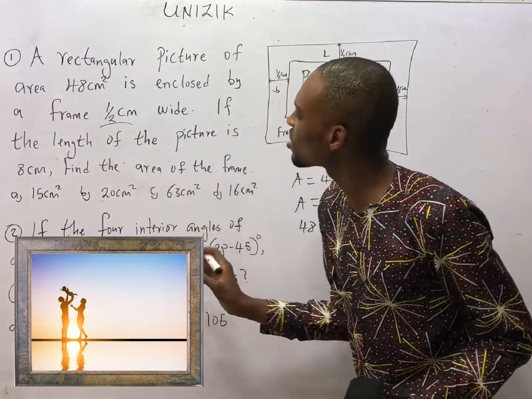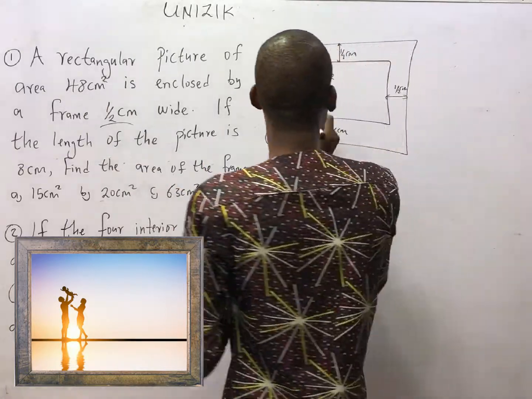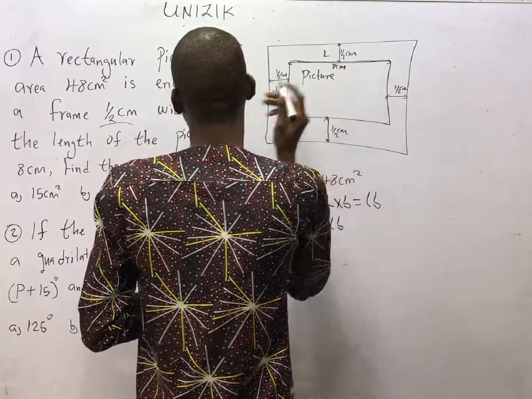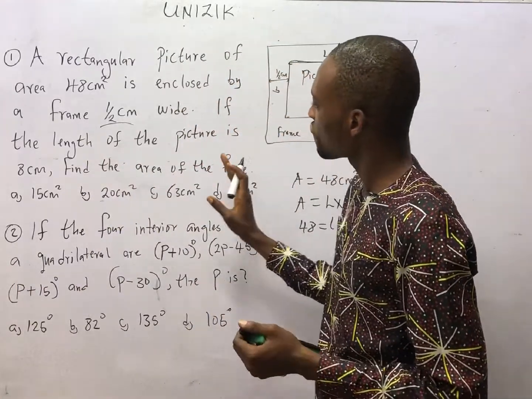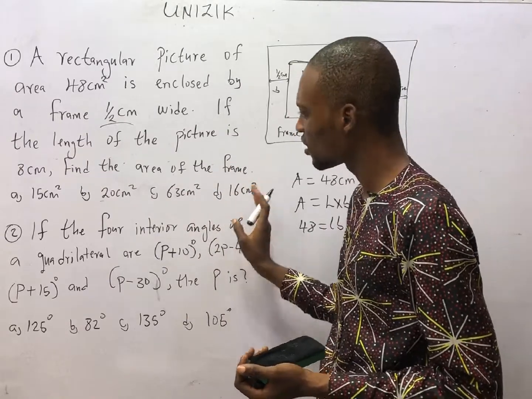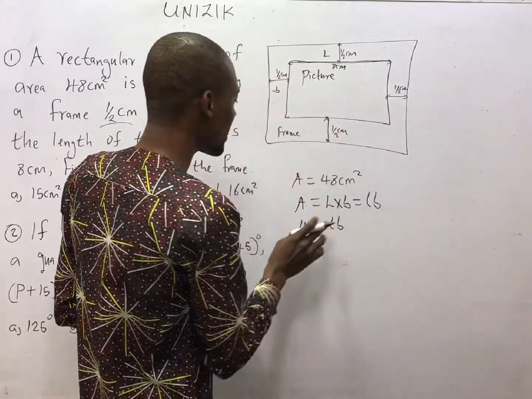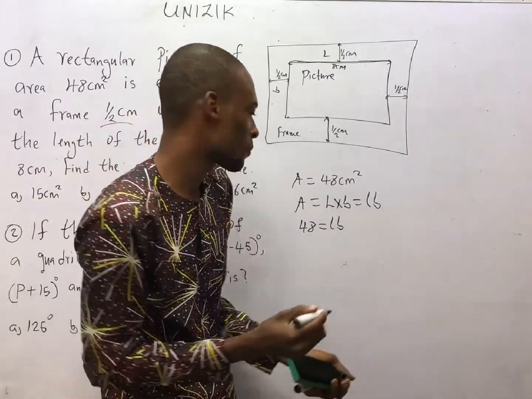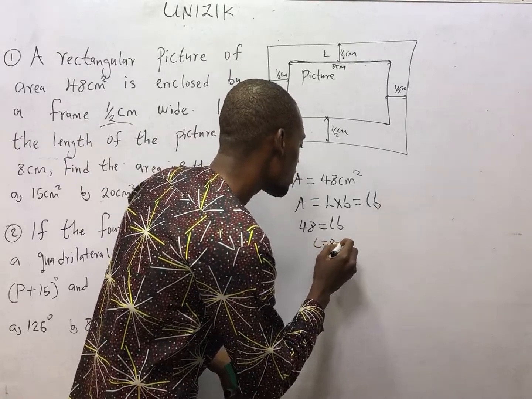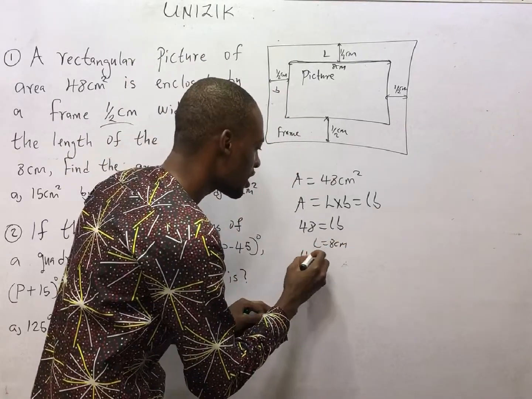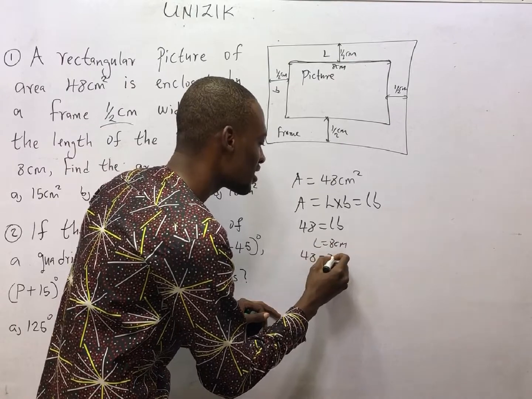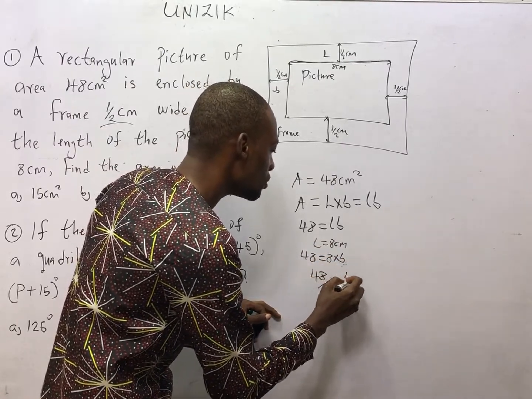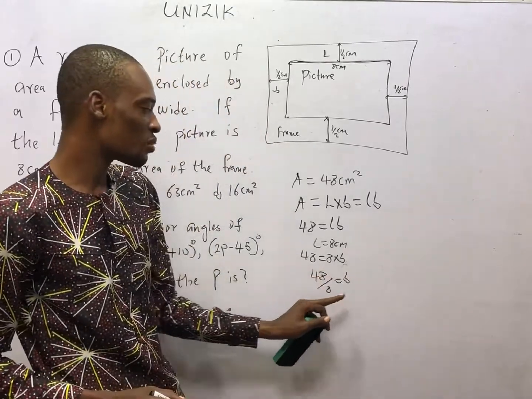If the length of the picture is 8 centimeter, so this is the picture. Length is from here to here, like I said earlier, 8 centimeter. Find the area of the frame. Now take a look at something. We thought that the area of the picture is 48. Now they are telling us that the length of the picture is 8 centimeter. So L is equals 8 centimeter, which means 48 is equals L, 8 times B. So 48 over 8 is equals B. Dividing both sides by 8 to get the breadth.